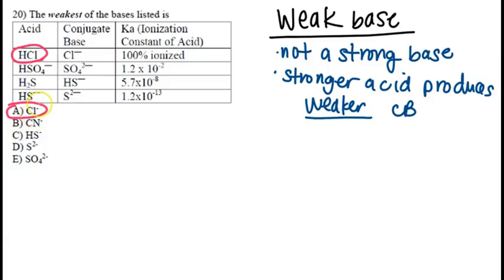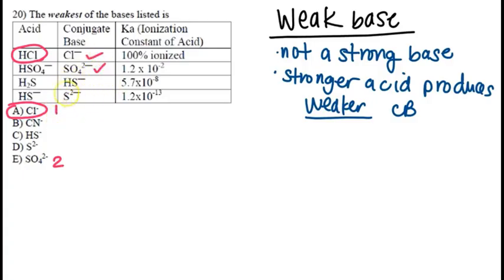Well, let's go further and figure out which will be the next weakest, or the next weaker conjugate base or base in general. So we have HSO4 minus, H2S, and HS minus. Again, we need to go off of their Ka values. Whichever one has the highest Ka value is going to be the next weaker base of the entire acids listed, okay? So here we have 1.2 times 10 to the negative 2. That means SO4 2 minus is going to be number 2 here. This is number 1. That's cool.